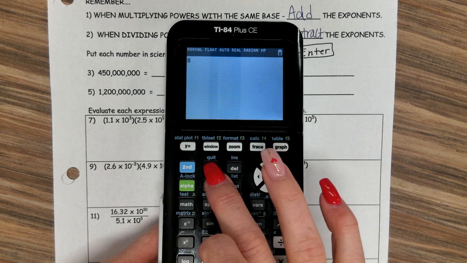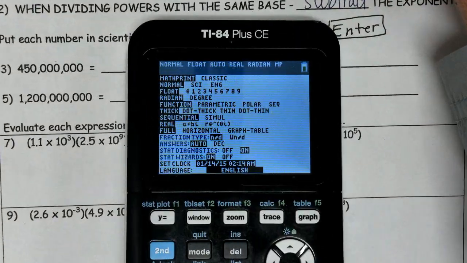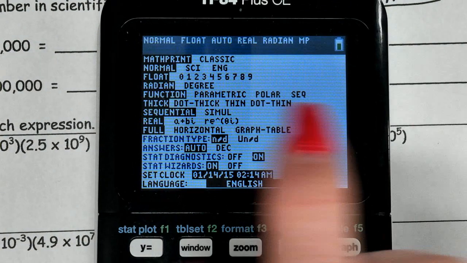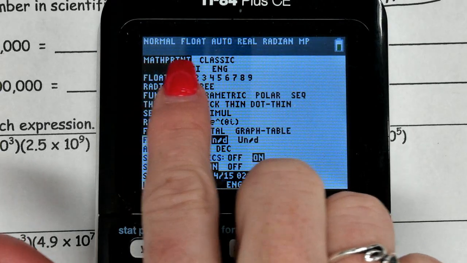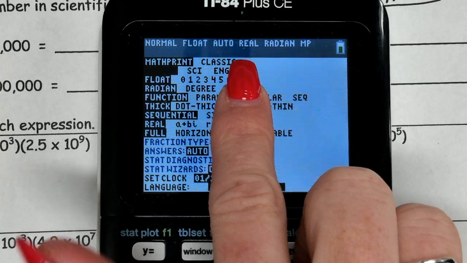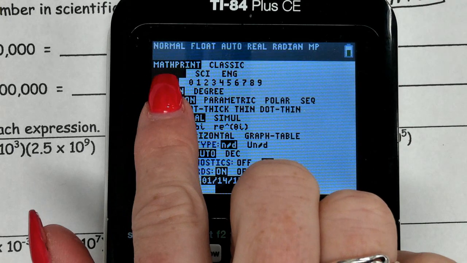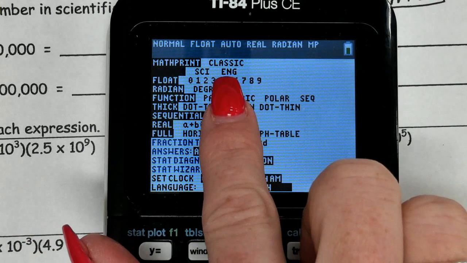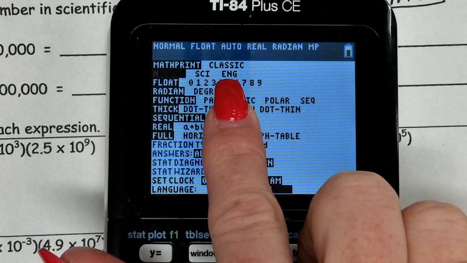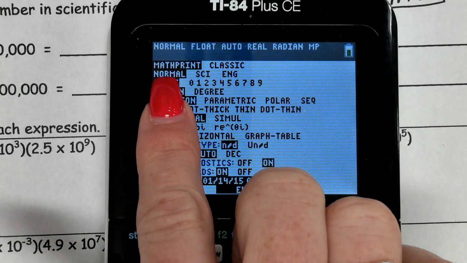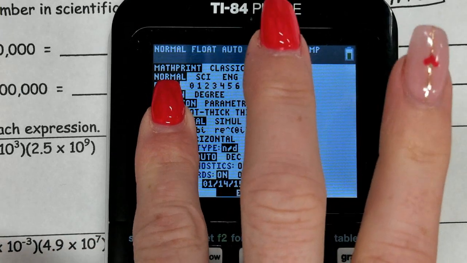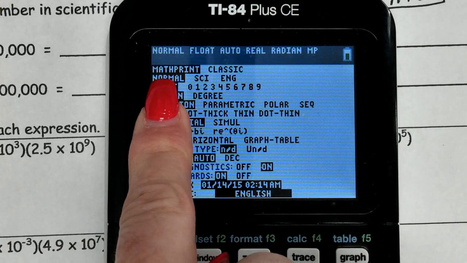Go to mode. Let me zoom in. Now, if you have my calculator, then you'll have this extra line up here that says Math, Print, and Classic. If you have the yellow or black calculator from the library, yours is just going to start with normal, SCI, and ENG. Yes? Right now, what is highlighted in black? That means our answers are going to give it to us in normal.